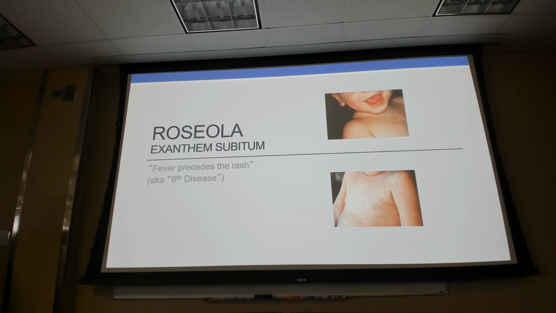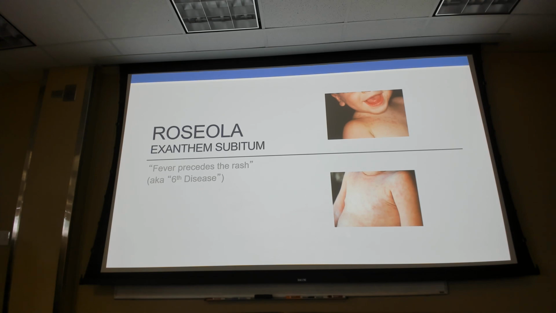Okay, so we're jumping into now roseola, or 6th disease. And this one can make you look like a wizard. I'm going to just tell you that one. So this will make you look brilliant. But this is also the one that people mess up the most, and I'll tell you why.